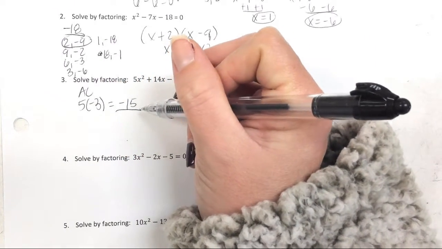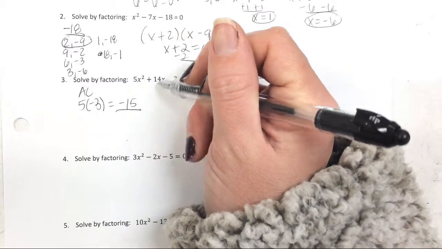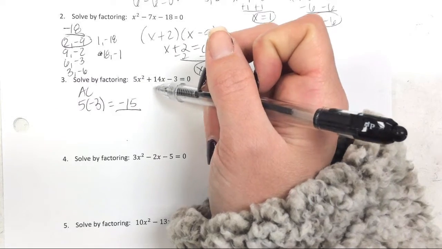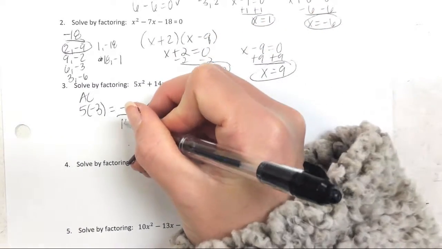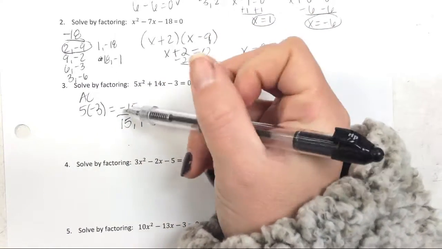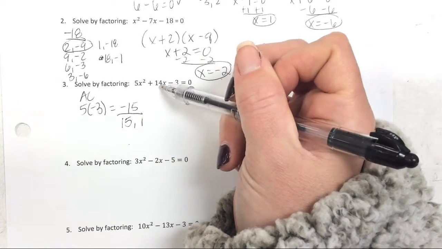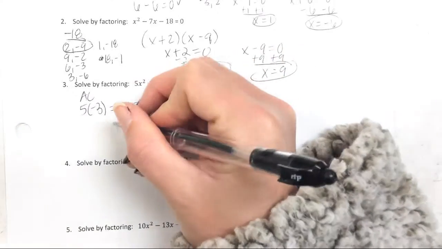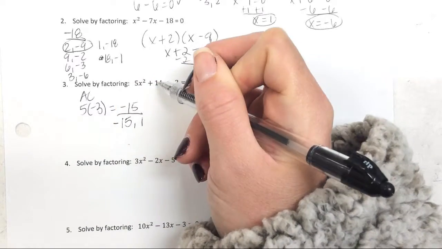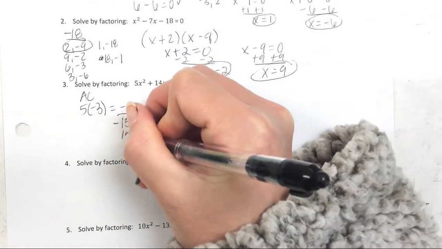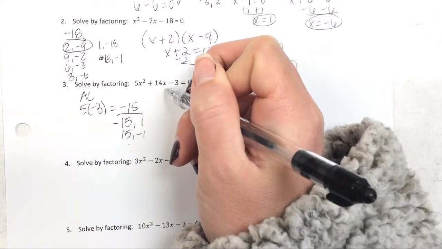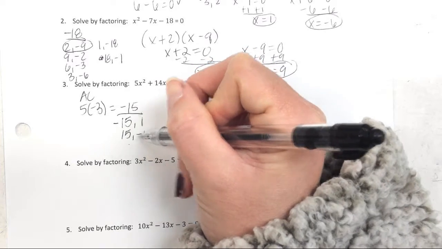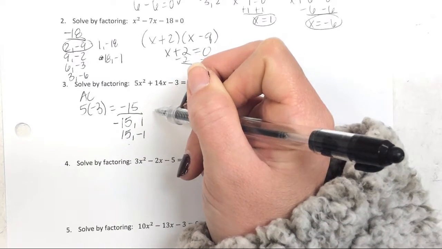Alright, instead of listing out all the factors for this one, I'm just going to look: if I find factors of negative 15, I want to add them to be 14. I can use 15 and 1. The question is, which one has to be negative? Well, if we add them together and the 15 was negative, negative 15 plus 1, we'd get negative 14. So we know we're going to use the numbers 15 and negative 1, because 15 times negative 1 is negative 15, and 15 plus negative 1 is 14.